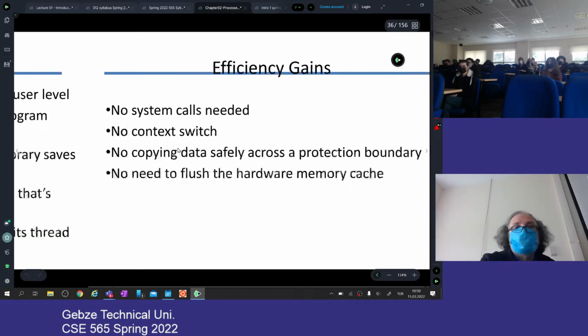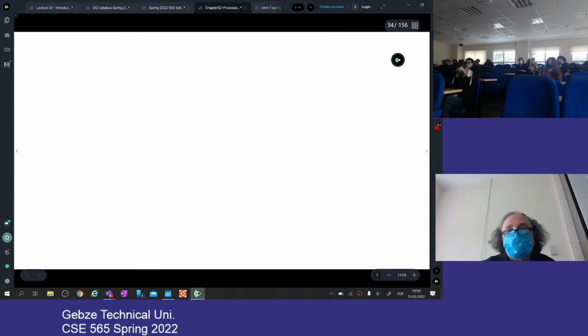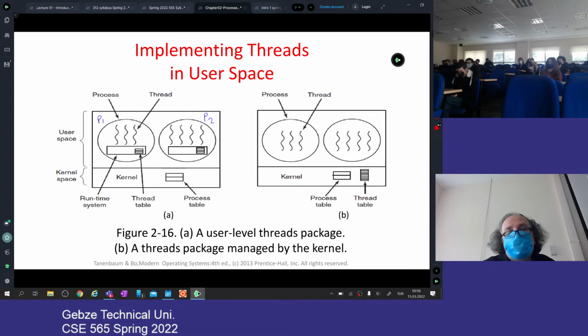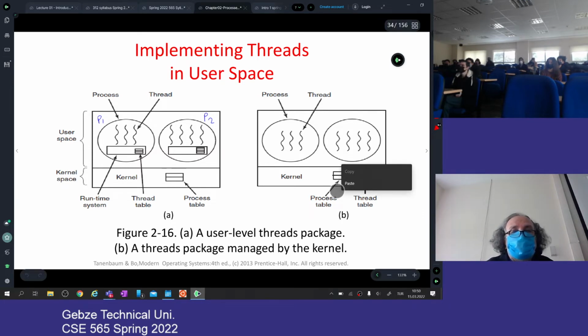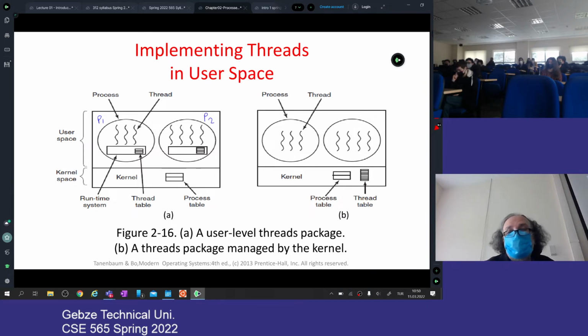Okay, so tell me about the possible disadvantages of such an implementation. Well, the opposite side is just the kernel level implementation. Everything is implemented by the kernel. So to make a new thread, you make a system call, and to terminate a thread, you make a system call. So everything is handled by the kernel.